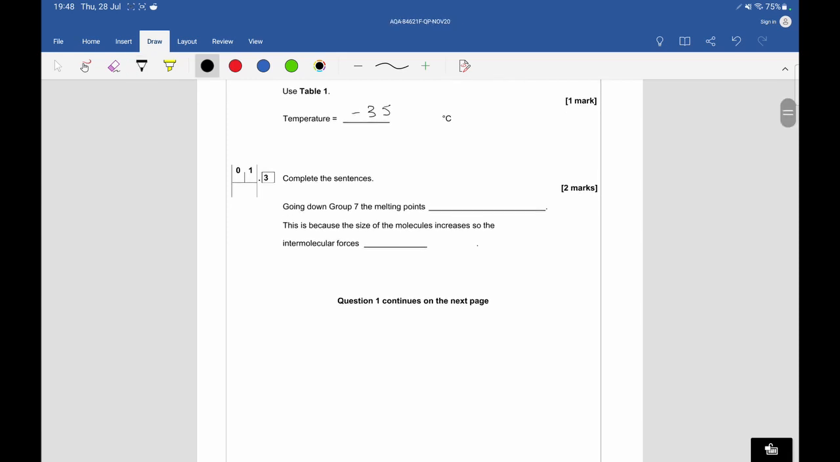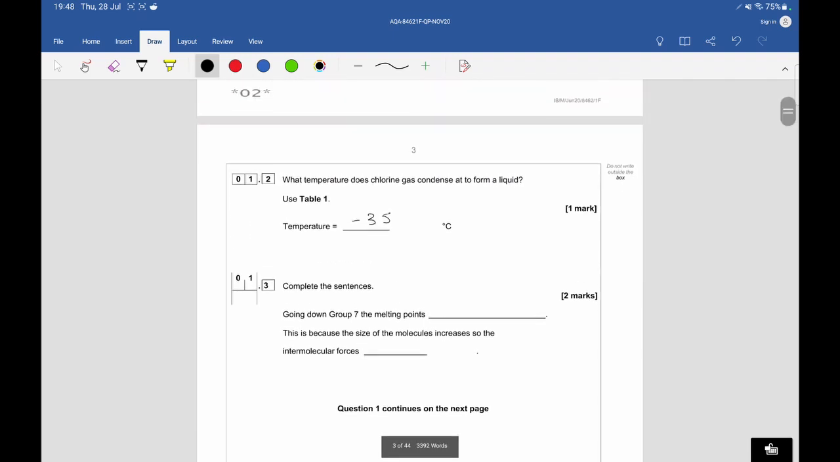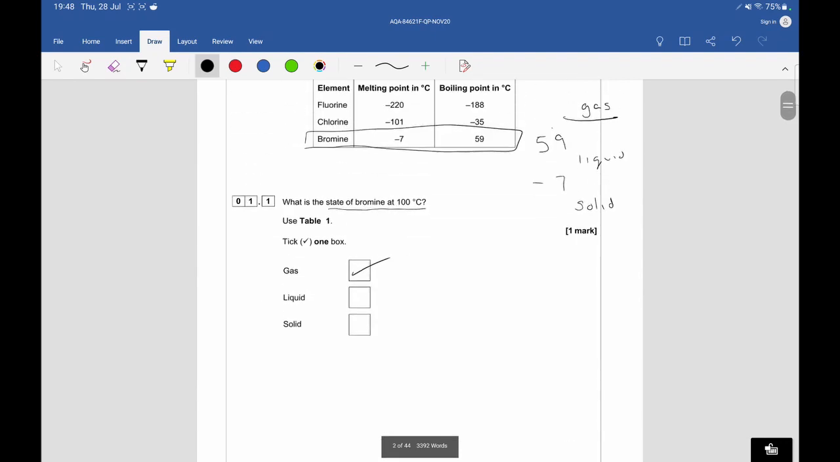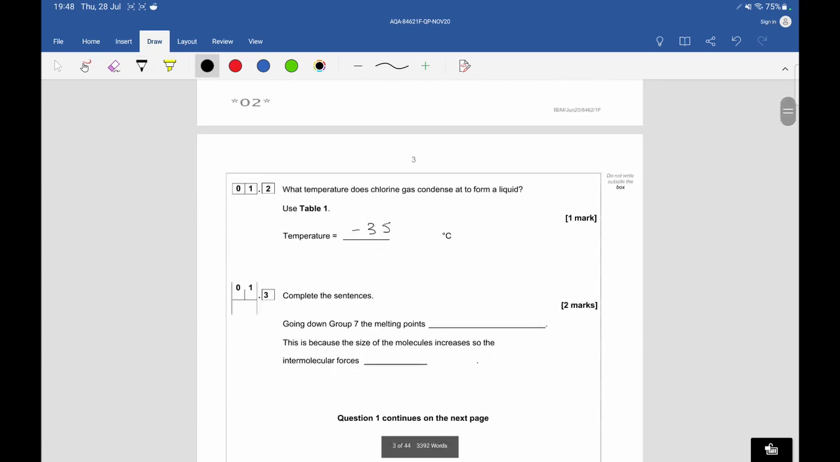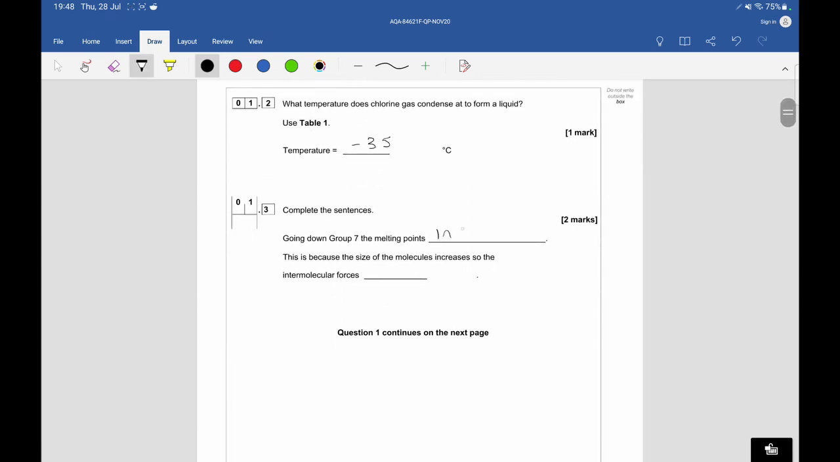Question 1.3 says, going down group 7, the melting points do something. This is because the size of molecules increases, so the intermolecular forces do something. Well, if we look at our table again, the melting points as we go down the group here are going up, because those are negative numbers. Remember, they're getting higher, so they are increasing. And this is because the size of the molecules increases, and we know that bigger molecules mean the intermolecular forces also will increase.